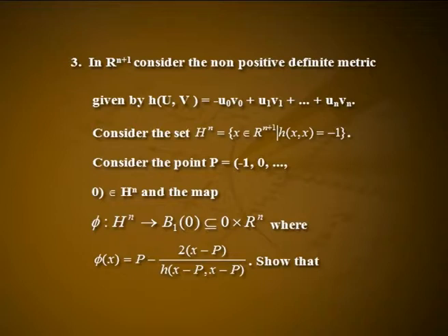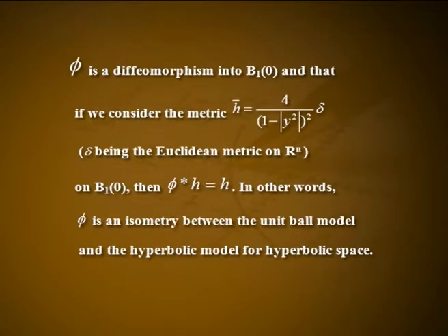0) element of Hn and the map phi from Hn to B1(0), which is a subset of 0 cross Rn, where phi(x) is equal to p minus 2(x minus p) by h(x minus p, x minus p). Show that phi is a diffeomorphism into B1(0), and if we consider the metric h bar equal to 4 by (1 minus mod y squared) the whole squared times delta, delta being the Euclidean metric on Rn on B1(0), then phi star h bar is equal to h. In other words, phi is an isometry between the unit ball model and the hyperboloid model for hyperbolic space.